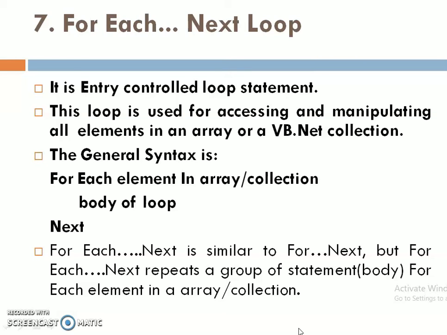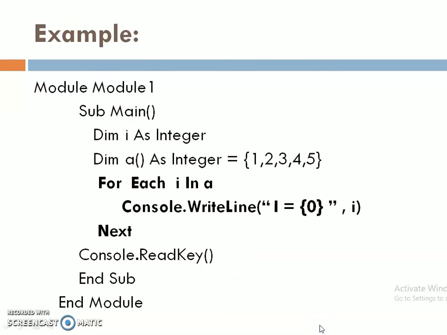For each next loop is similar to for next loop, but for each next loop represent a group of statements for each element in an array or VB.NET collection. This is the example of for each next loop. So we can write 1 to 5, we can display 1 to 5 number.